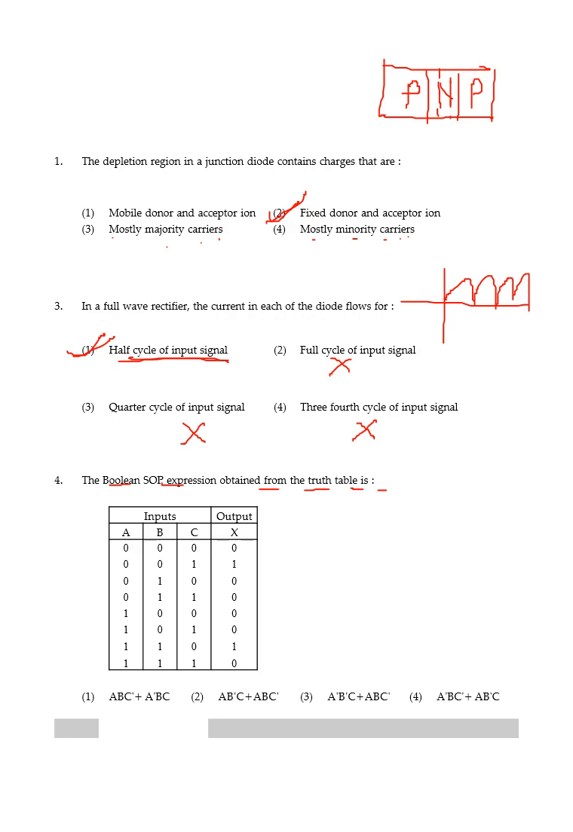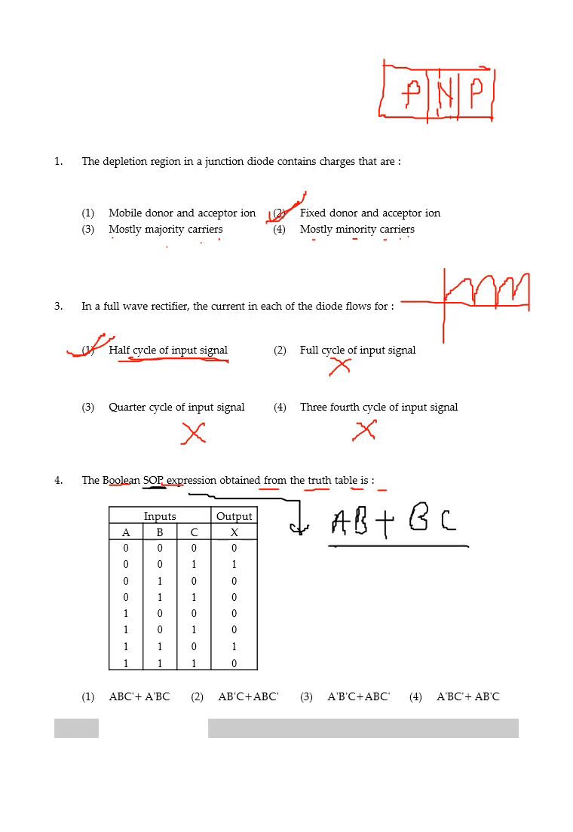Now the next question is: the Boolean SOP expression obtained from the truth table is. What we can get from this table, as we can see, is that the inputs are A, B, C, and the output is X here. So the Boolean SOP, what is the meaning of SOP? SOP is the sum of products form, right? So how can we write the sum of products form? We can write it like AB plus BC, like that, right?